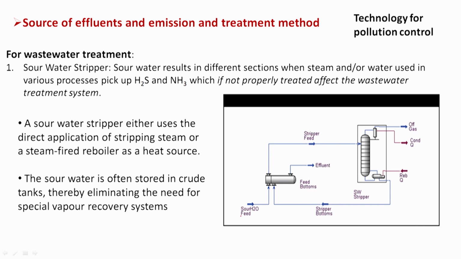So, here the sour water is coming and going as feed to the stripping section, and then H2S gas is going out and ammonia is also going out, and then we have stripped water. So, that is used as the effluent. So, that is where we are able to remove the sulfur by stripping.